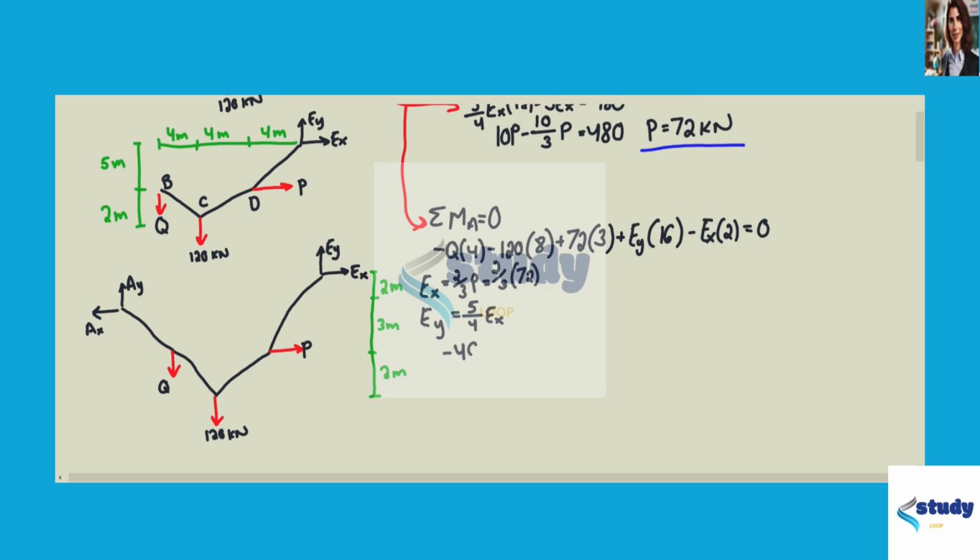It's going to be negative 4Q minus 960 plus 3P plus 40 over 3 P minus 4 over 3 P equal to 0. We can plug in 72 kilonewtons for P, and we can solve for Q. So Q is 30 kilonewtons. And these are the two answers for problem 105: P equals 72 kilonewtons and Q equals 30 kilonewtons.